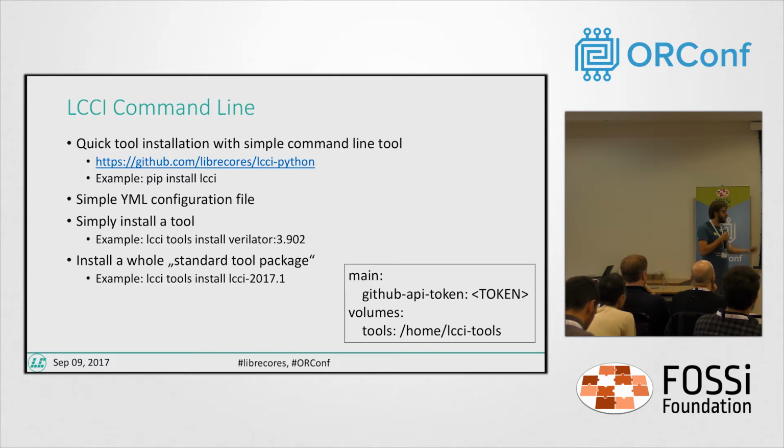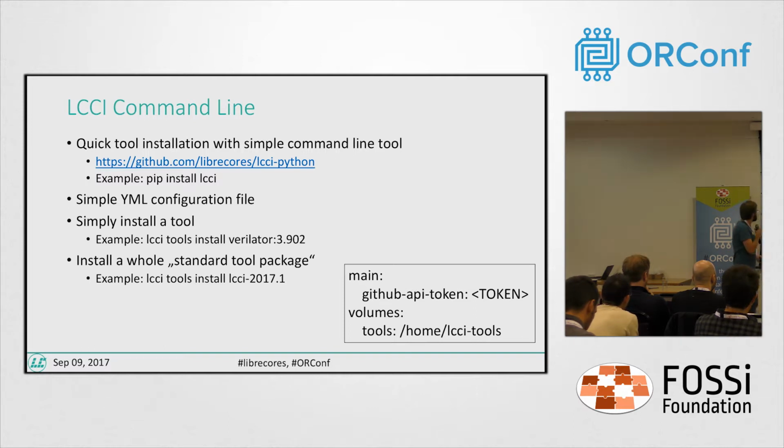To make all this even easier, I wrote a simple Python tool which you can install with pip install lcci. With that you can easily say, okay, I want to install the tool in this version. It has a very simple YML configuration where you just have to provide your GitHub API token, because we don't have any infrastructure besides the GitHub organization that holds all the Docker containers, and the tool downloads from the GitHub API. That's why I left this API token. Otherwise, you run into issues if you run it too often, because there's rate limiting on GitHub. Then you configure the volumes where they are locally on the disk, and that's it.